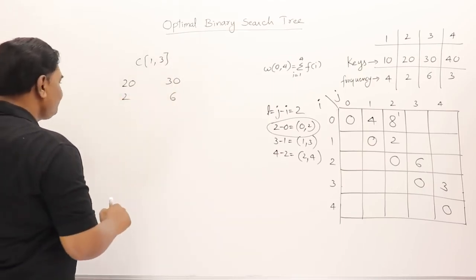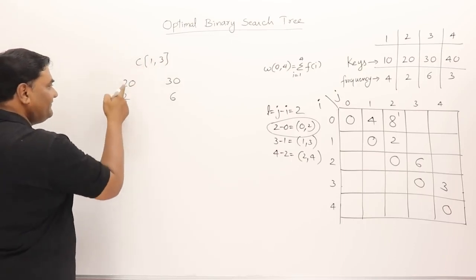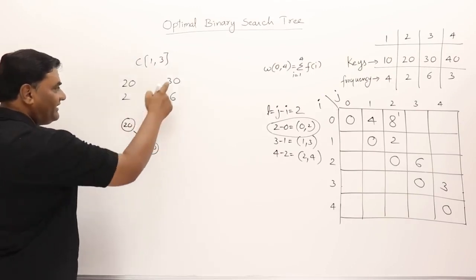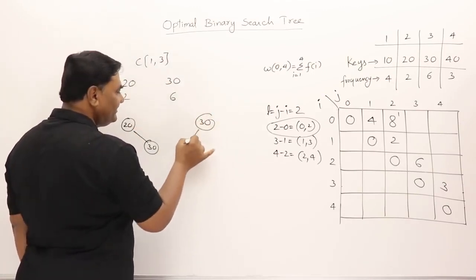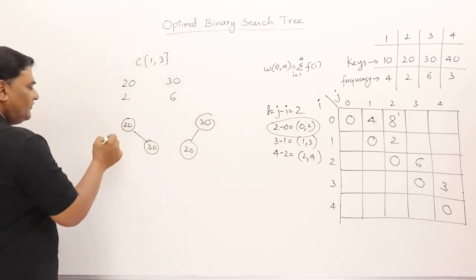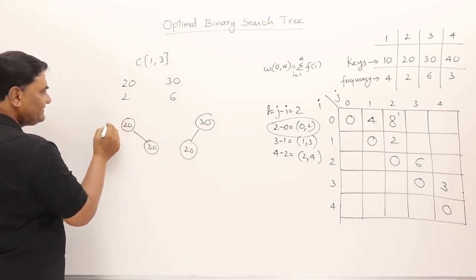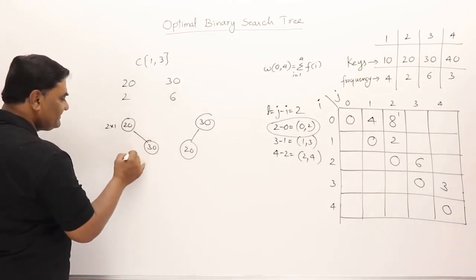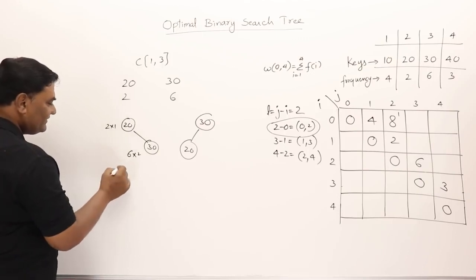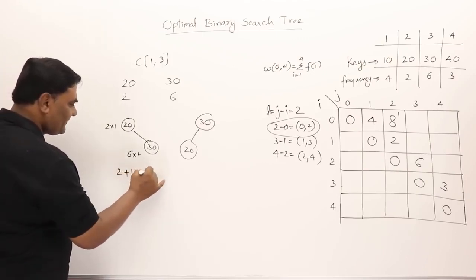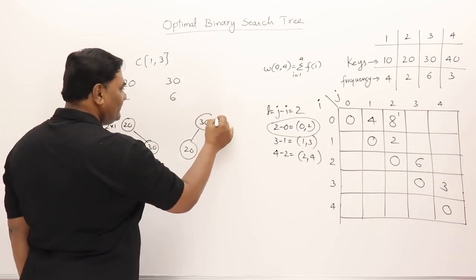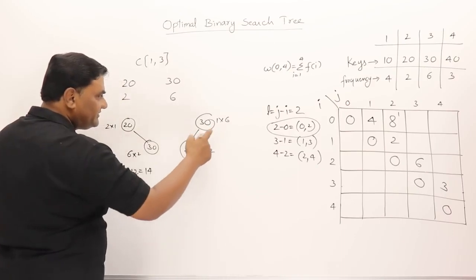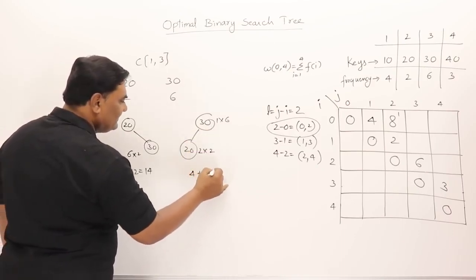Now what are the different trees possible from this one? I can make the second one as a root, so this side will be 30. Or I can make the third one as a root, so this side will be 20. Now what are the costs for this one? This is 2 into 1 and the number of comparisons for this one will be 2, so this is 6 into 2. So how much is this? 2 plus 12 is 14. And this is 1 into 6 and this is 2 into 2, so this is 4 plus 6, that is 10.